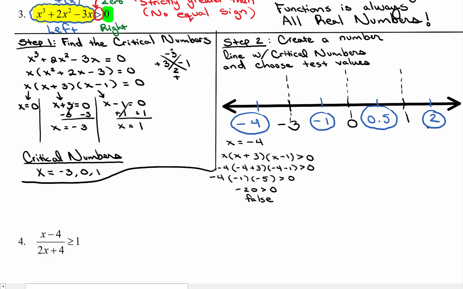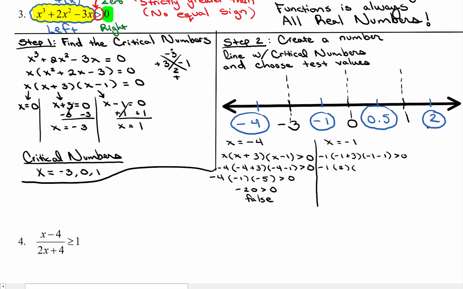But I worked it out all the way to negative 20. If you can tell already that it's going to be a negative number, you don't have to work it out all the way. As soon as you can tell it's false, you can move on. We do not want to include that interval in our solution set. Next, we're going to substitute x equal to negative 1. Once again, I'm going to use the factored form of that inequality. So it's going to be negative 1 times negative 1 plus 3 times negative 1 minus 1.